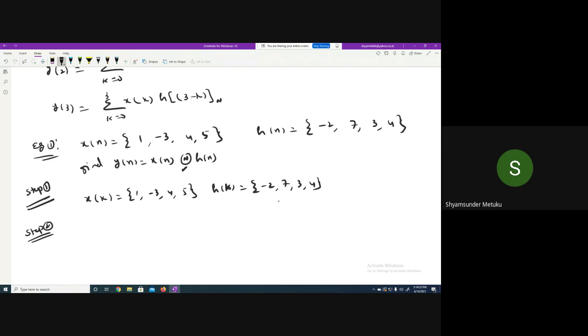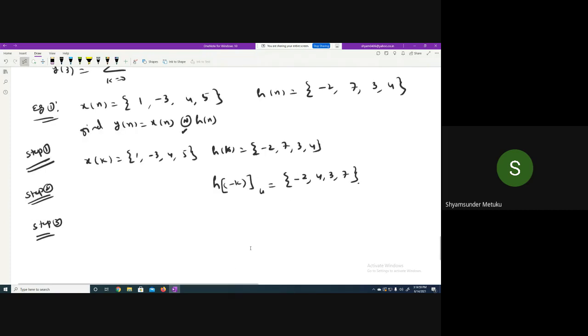Step 2. What is step 2? Circular time reversal. So I'm doing the second one. As per this particular definition, h of minus k, can you tell me what is the value? Minus 2, 4, 3, 7. Very good. Fine.